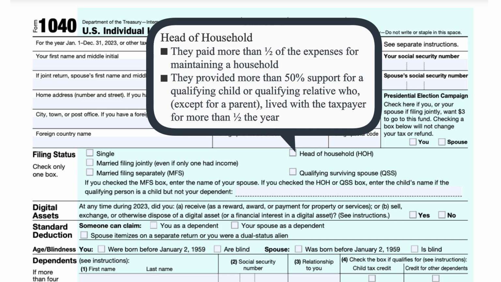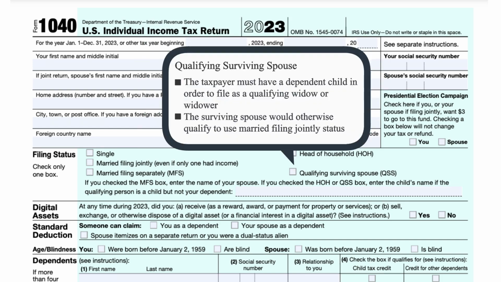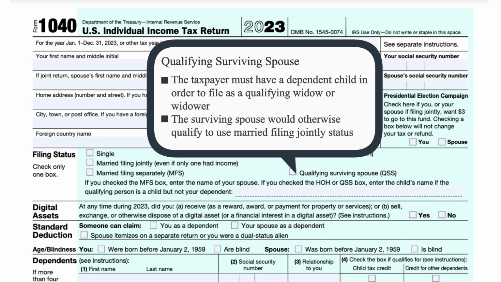Next is head of household. A taxpayer can be head of household if the taxpayer is unmarried or is considered unmarried by year end and they paid more than half of the expenses for maintaining a household, or they provided more than 50% support for a qualifying child or qualifying relative, and who, except for a parent, lived with a taxpayer for more than half the year. The last status is qualifying surviving spouse with a dependent child.